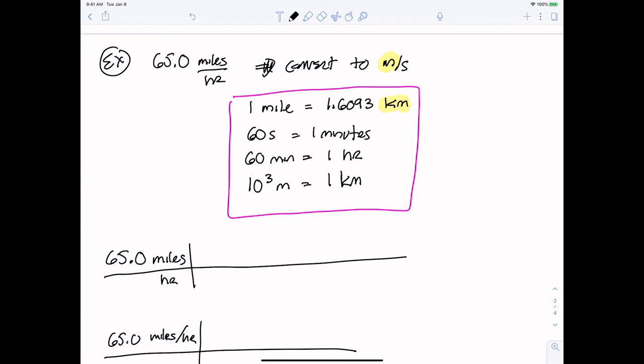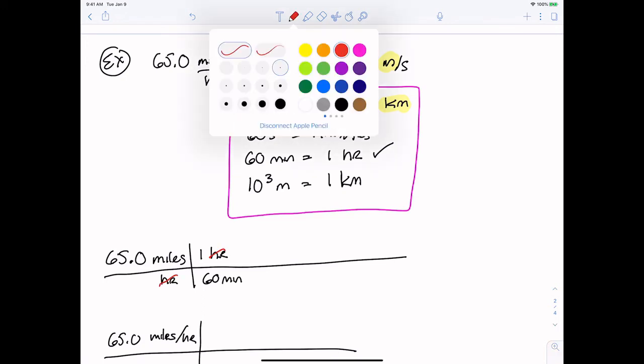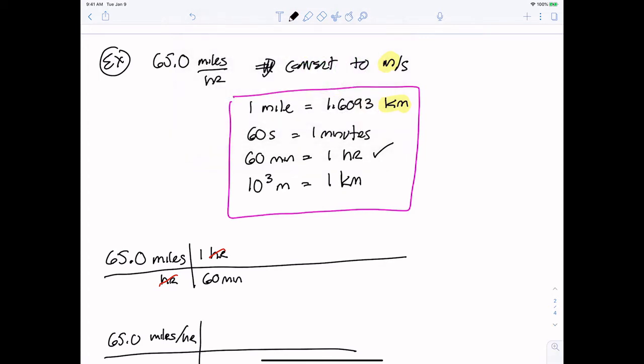So I'm going to go up to my list of equalities. I'm going to find the one that has hours in it, which is this one, and I'm going to put 1 hour on the top. And then 60 minutes is going to go on the bottom, and then those are going to cancel. Remember, they have to be opposite to each other to cancel.